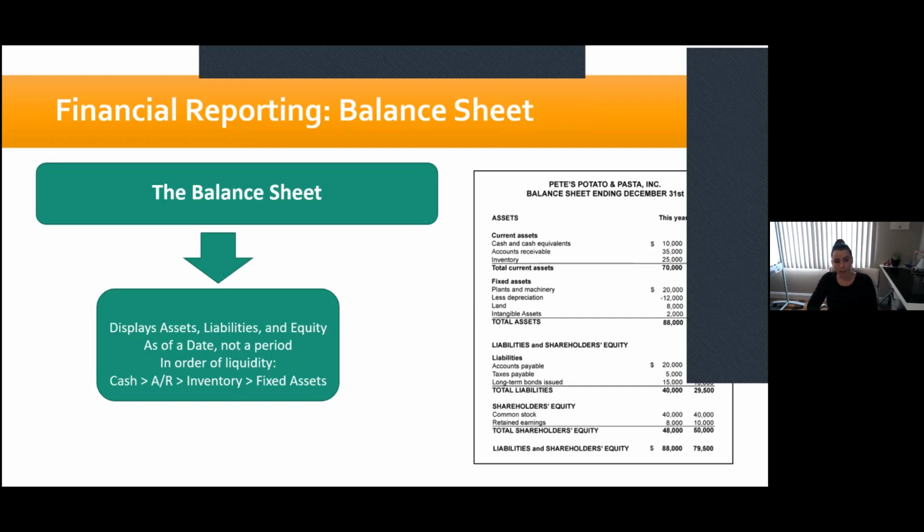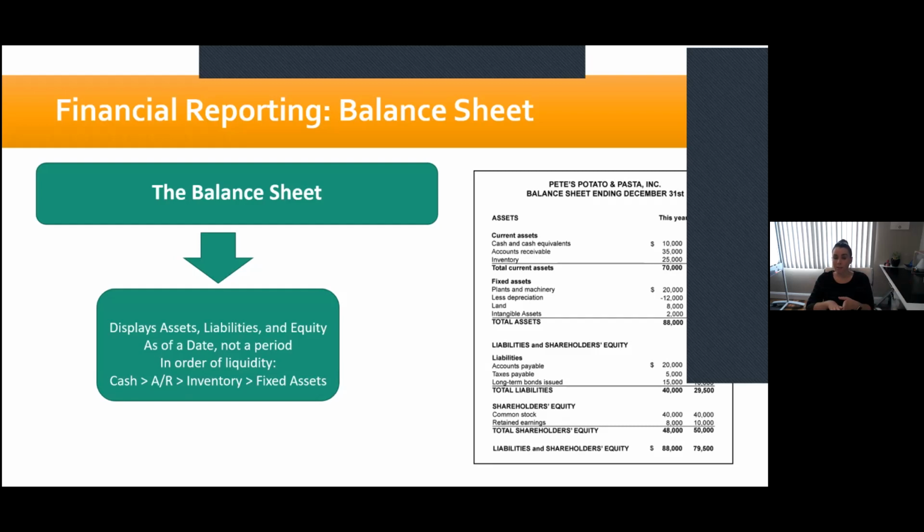And then your balance sheet is going to display your assets, your liabilities, and your equity. This is as of a particular date. It's not a particular time period. So you could pick December 31st and it would be everything up to where you were at December 31st.